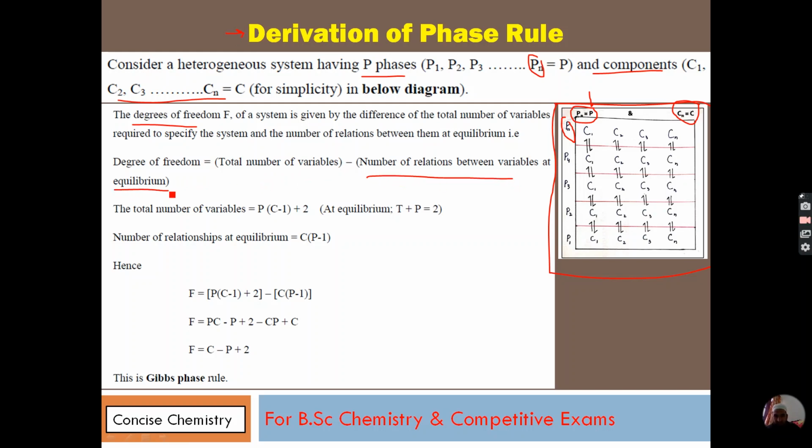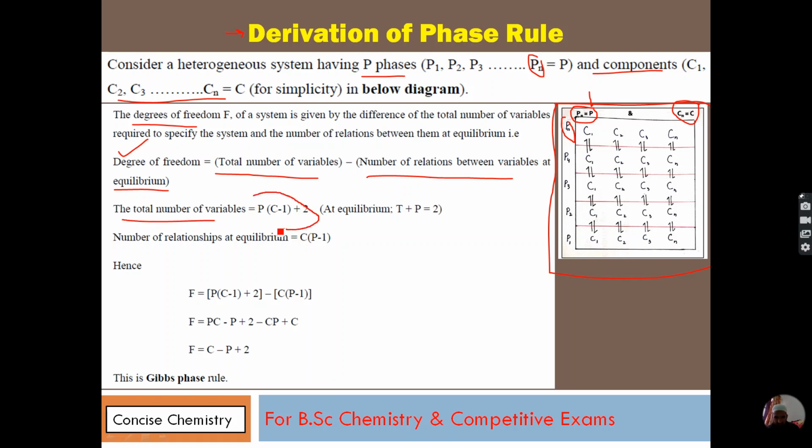If any relation exists between the variables, some equilibrium relation, that will get subtracted from the total number of variables, and that will give us the minimum number of variables possible to define the state of the system. Okay, so in this way we will find that degrees of freedom is equal to total number of variables minus the number of relationships between the variables at the equilibrium. Okay, now the question is written here: the total number of variables is equal to this much.